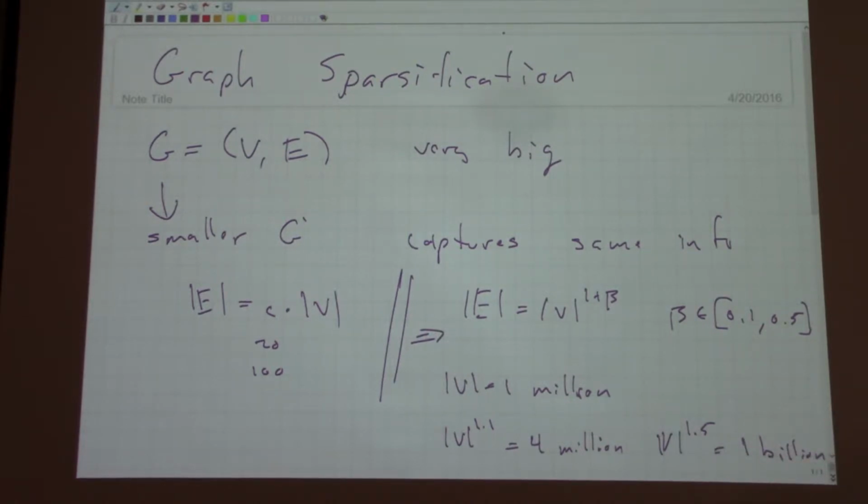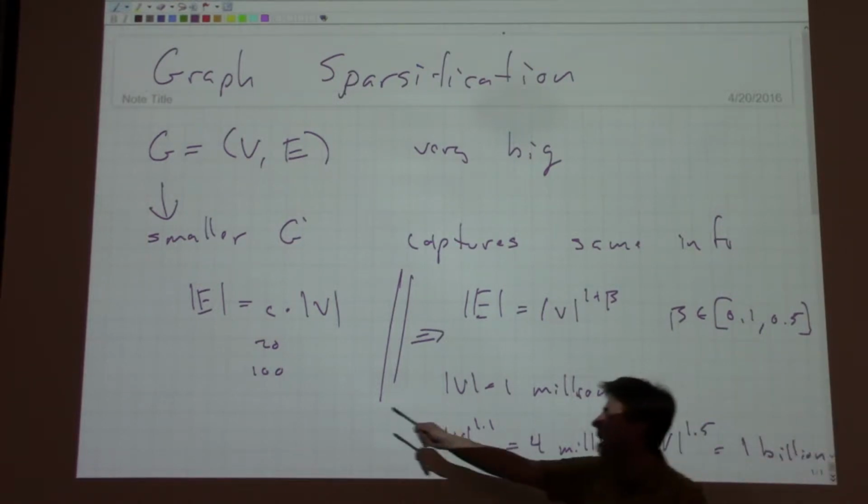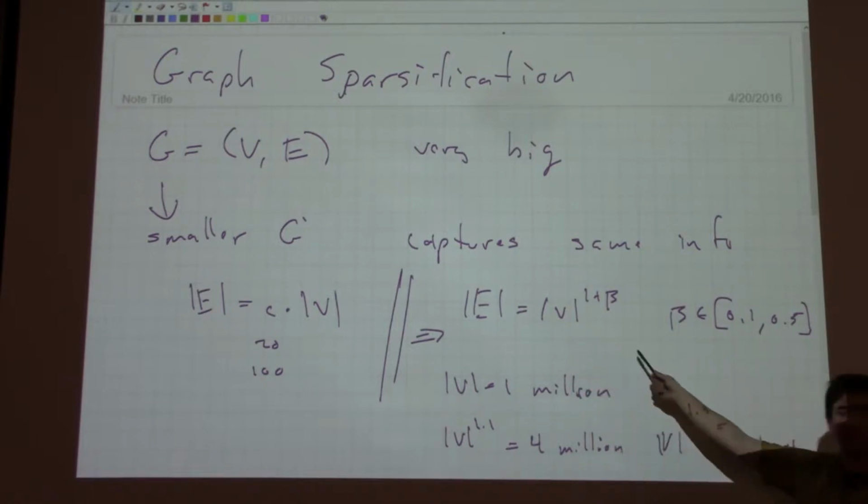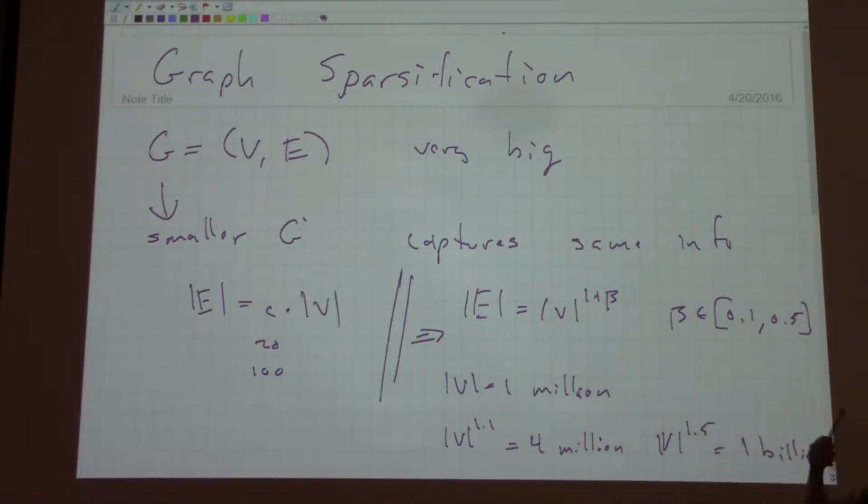But from a modeling perspective, these numbers are about the same, right? So if you just look at one data set, you actually don't know: is it this model, a constant times the number of vertices, or a power of the number of vertices? But what difference does it make in terms of modeling? What does it tell you about these social networks?